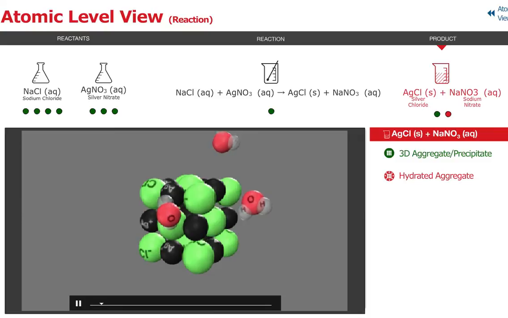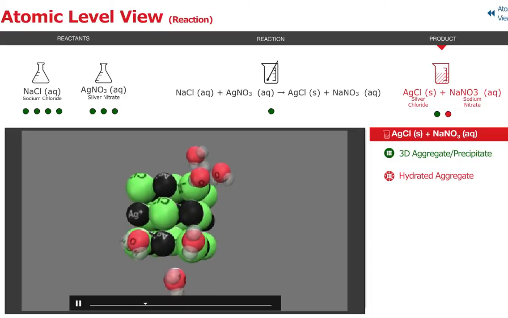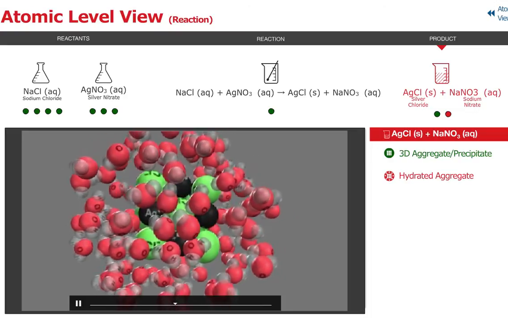Notice that the precipitate is actually made up of a lattice of alternating charged ions, and because of this, water molecules are still attracted to the outer layer of ions making up the precipitate.